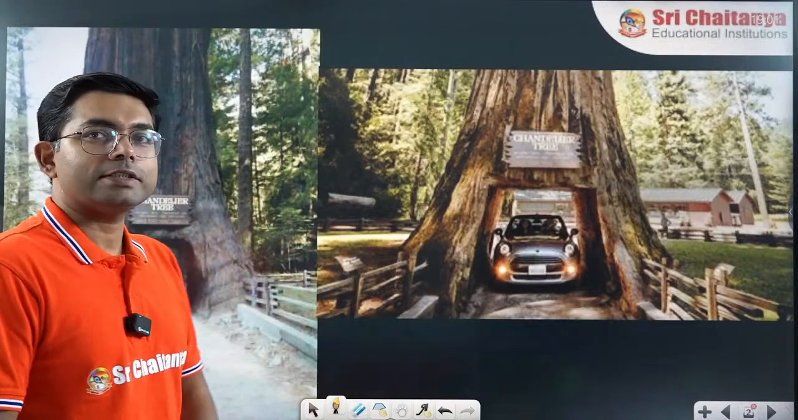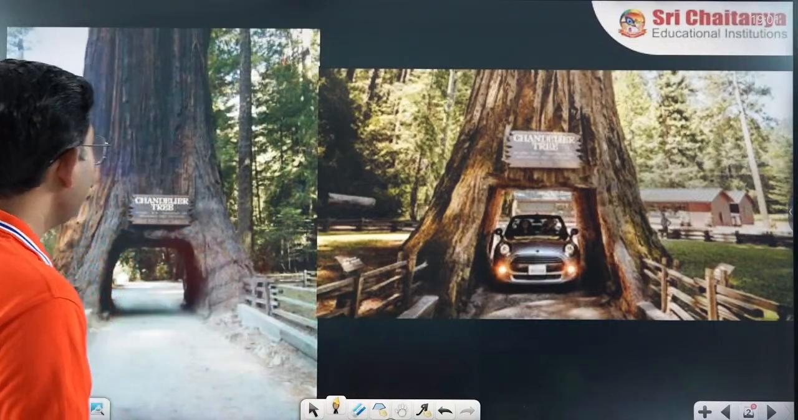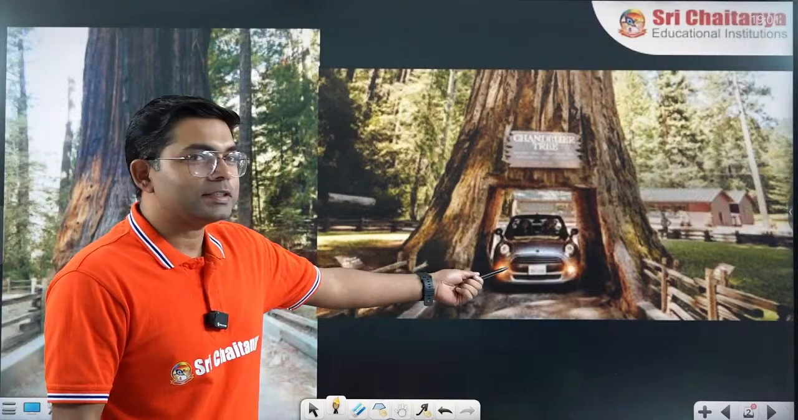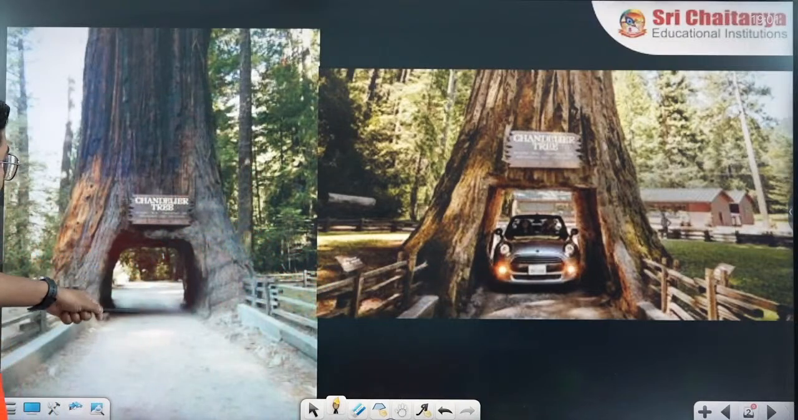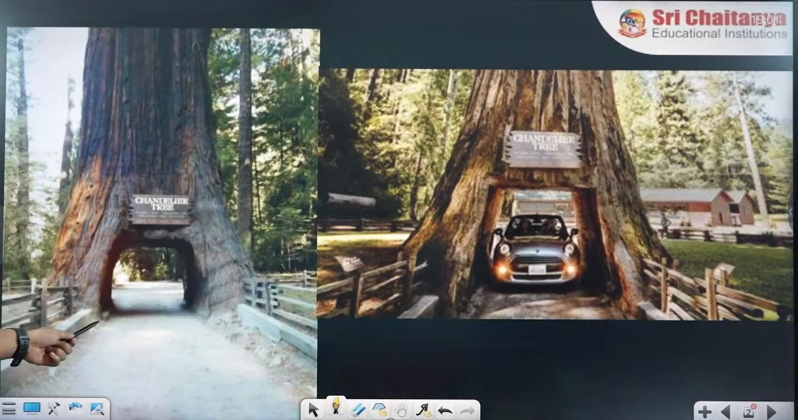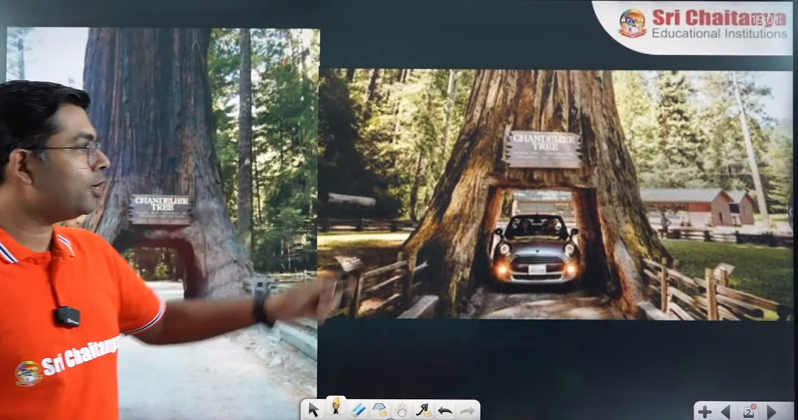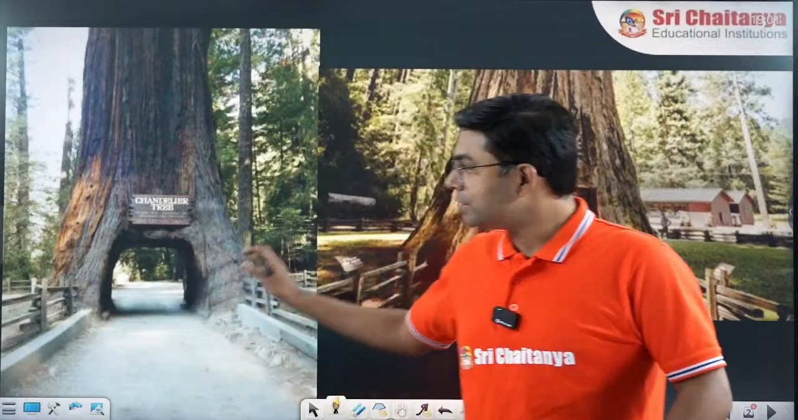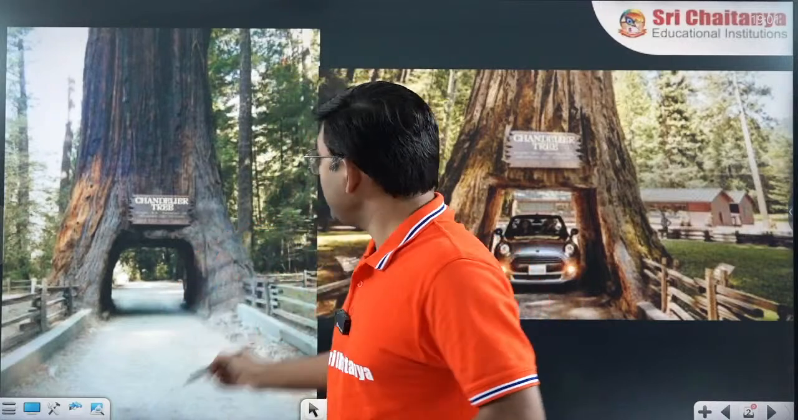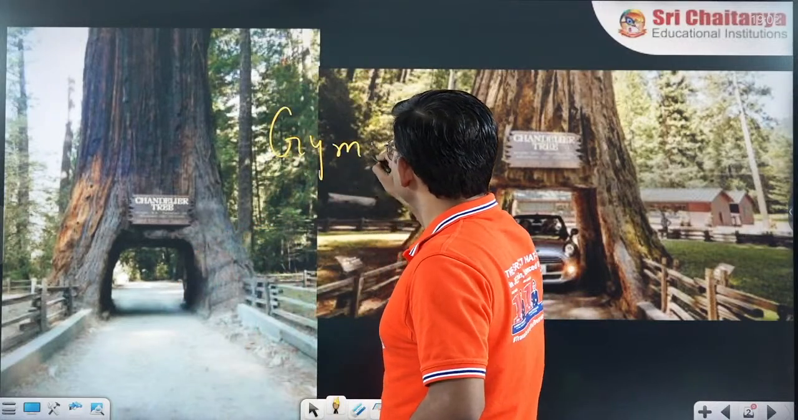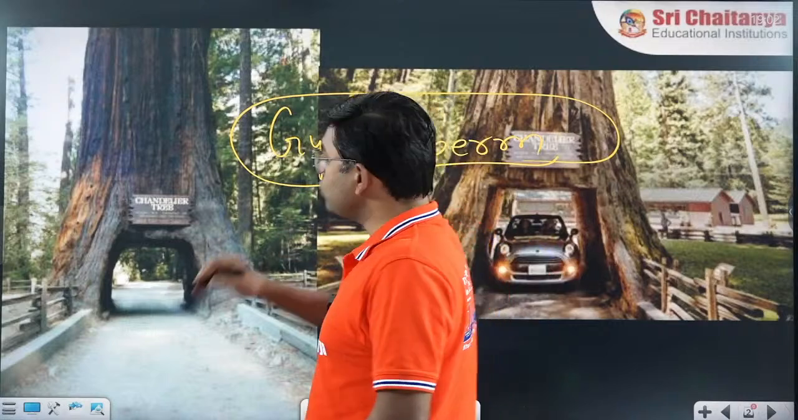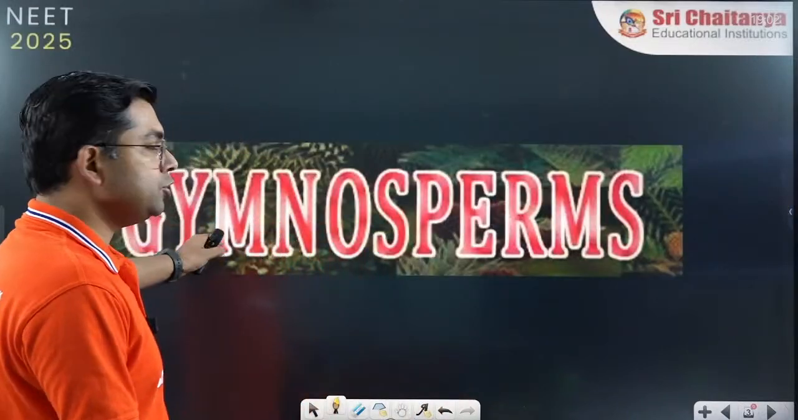So now behind me you can see the diagram. This image is of a tree, and through the tree you can see a car can also pass. Imagine how huge the tree is, so that even a road is going through it. Now what kind of tree is it? It belongs to a category of plant which we are going to study today, and it belongs to Gymnosperm. So today our topic is Gymnosperms.